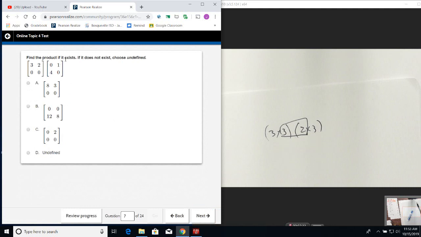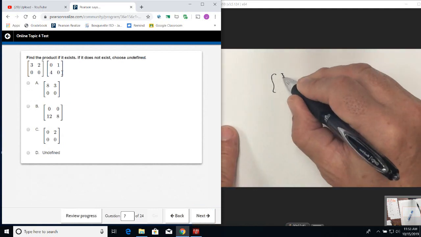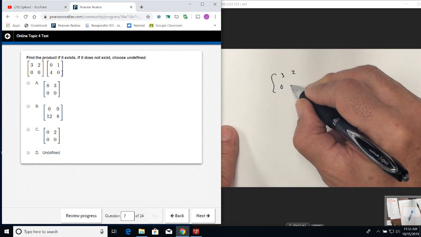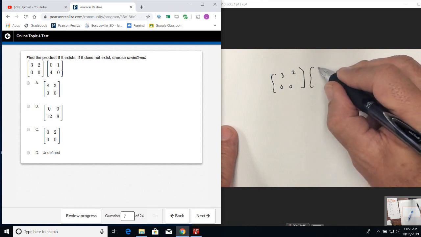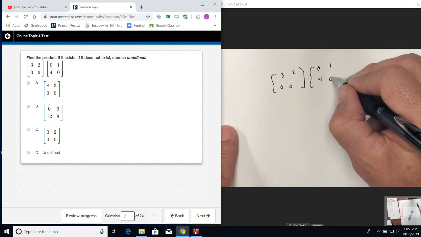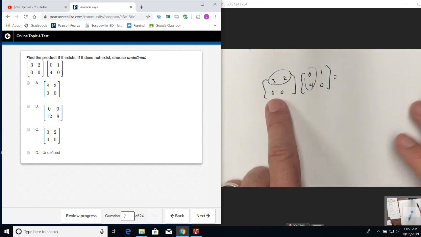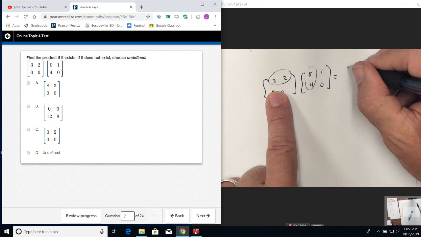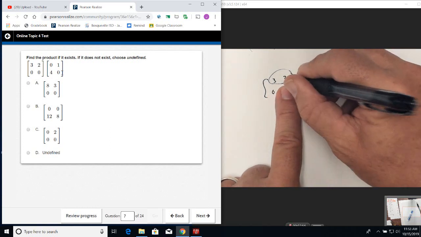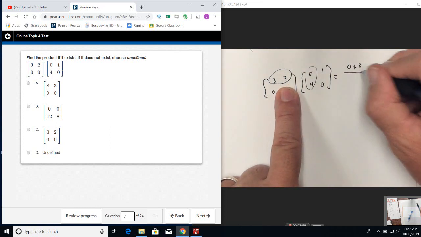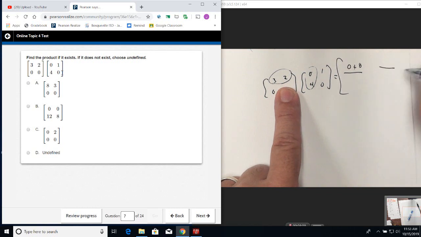Okay. Find the product if it exists of this one. Well, if it's a 2 by 2 times a 2 by 2, most definitely it's going to exist. So let's just do this with pencil and paper again. It's 3, 2, 0, 0 times a 0, 4, 1, 0. So I'm taking this row times this column. So it'd be 3 times 0, which is 0, plus 2 times 4 is 8. That's my first element.